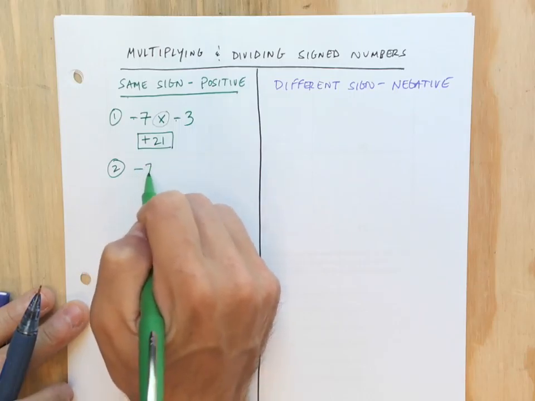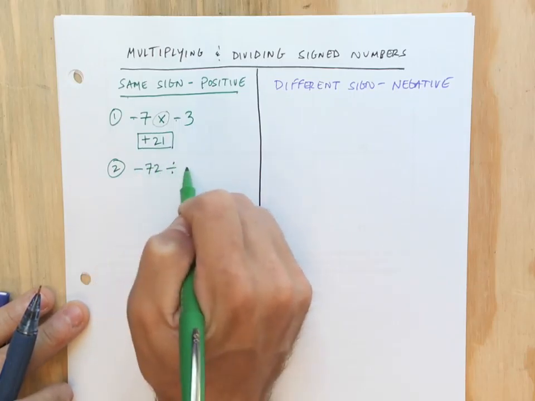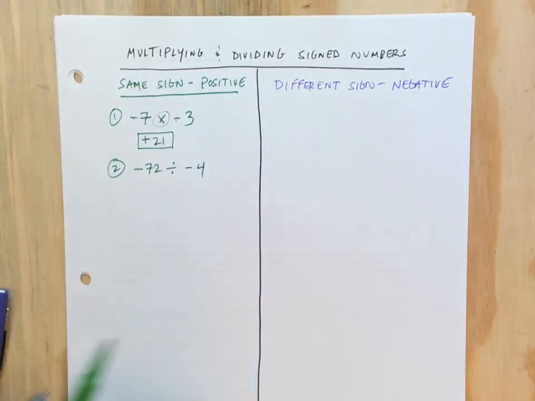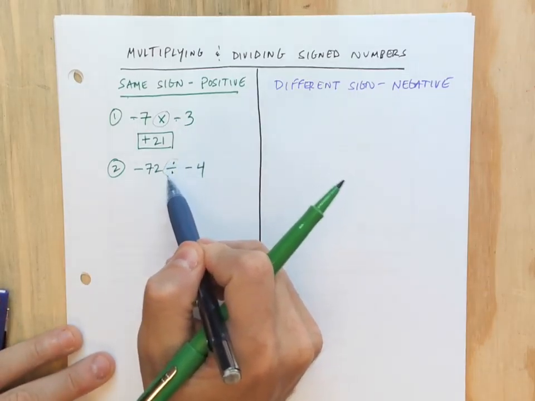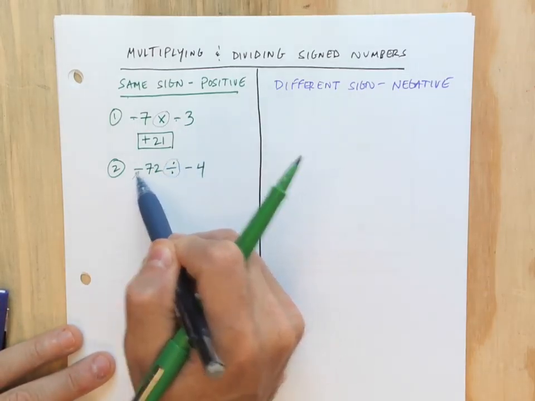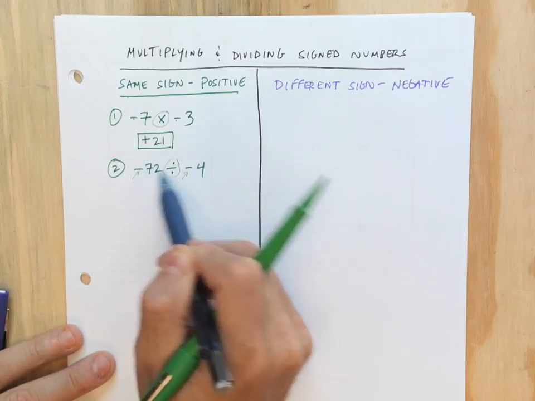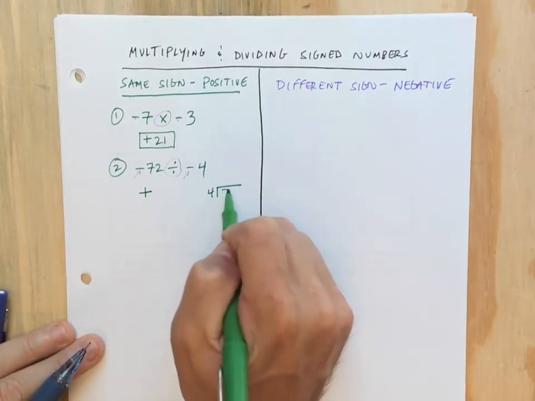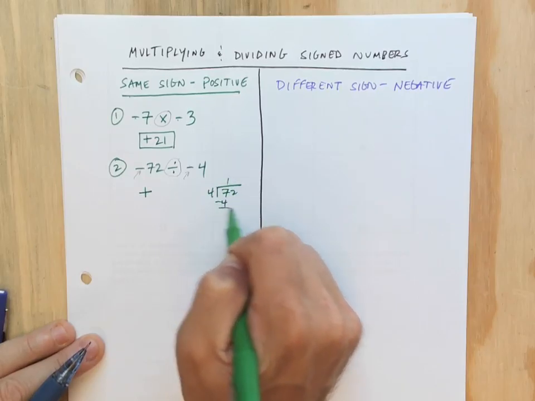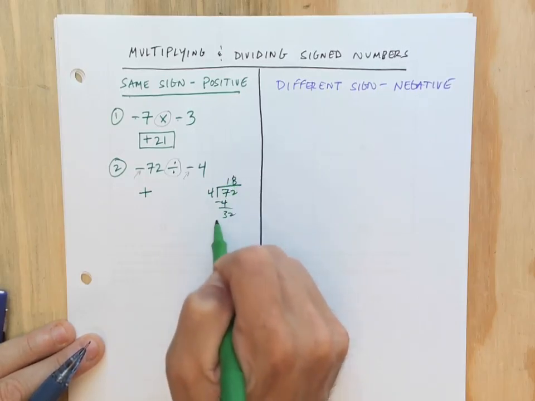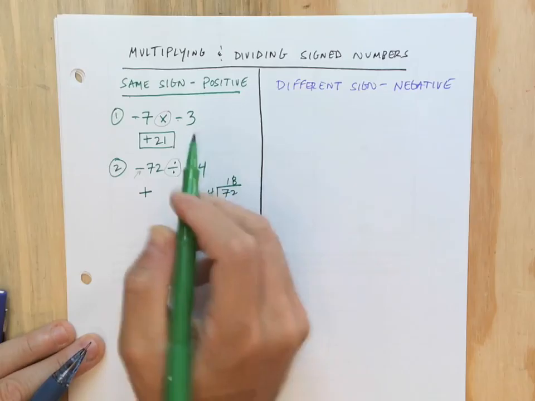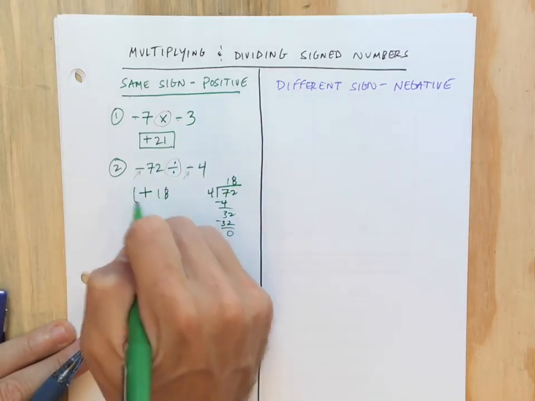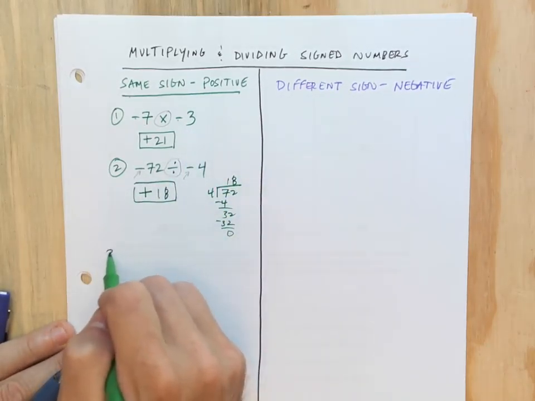Another example, -72 divided by -4. Here's my operation. I'm dividing two negative numbers. Those are the same sign, so my answer is positive. Now I have to figure out how many times 4 goes into 72. It goes in 18 times, so my answer is positive 18.